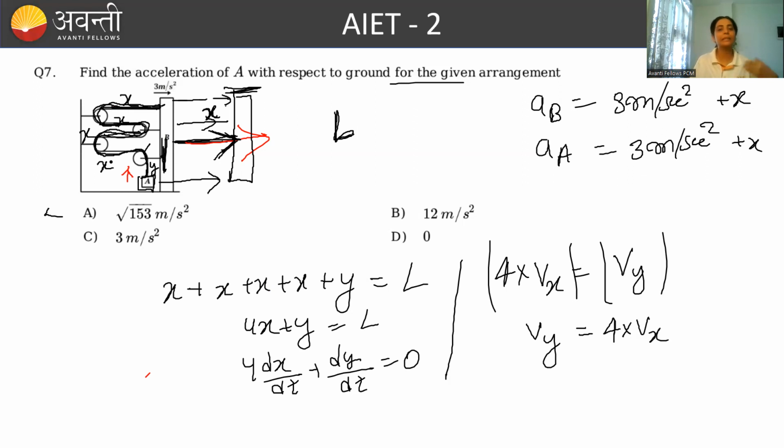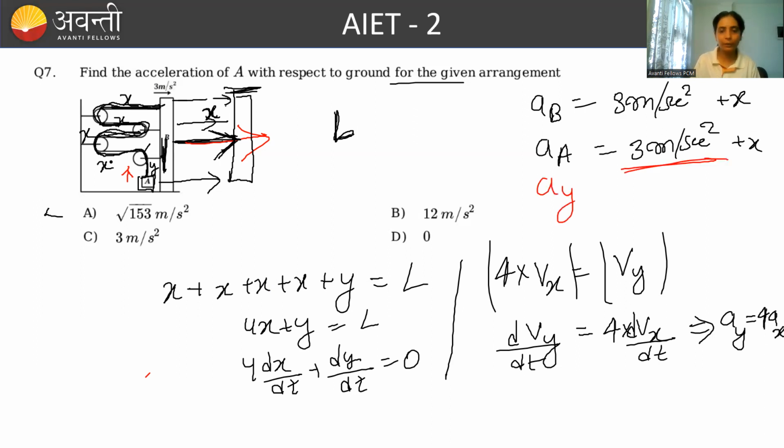Similarly, if we differentiate it one more time, so dvy by dt, and here we do this, then we will get what? Acceleration in y is equal to 4 times the acceleration of the body in the x direction. So acceleration of body A in the x direction is how much? This. And acceleration of body A in the y direction is 4 into ax, that is 4 into 3.